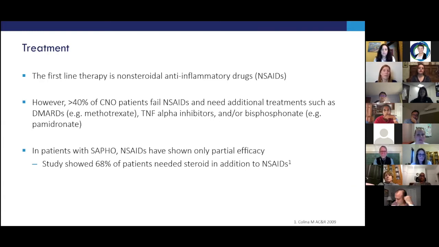So general first-line treatment for both is NSAIDs. However, NSAIDs have really only shown partial efficacy in both CNO and SAPHO, and many patients have needed to move on to additional therapies, including disease-modifying anti-rheumatic drugs such as methotrexate, TNF inhibitors, and bisphosphonates.